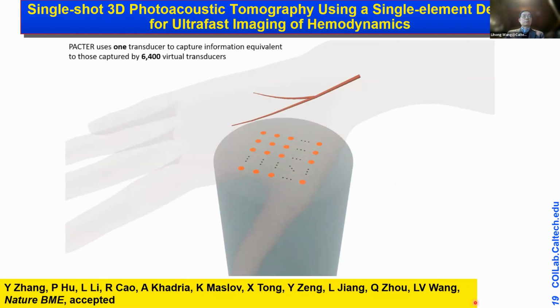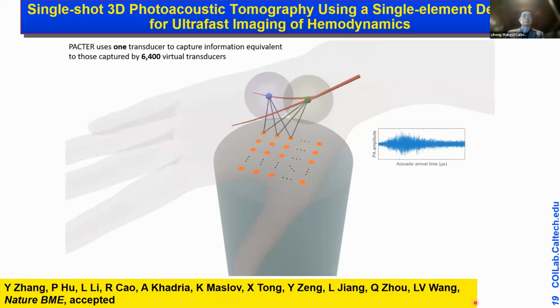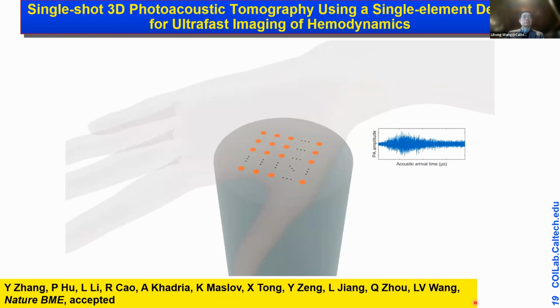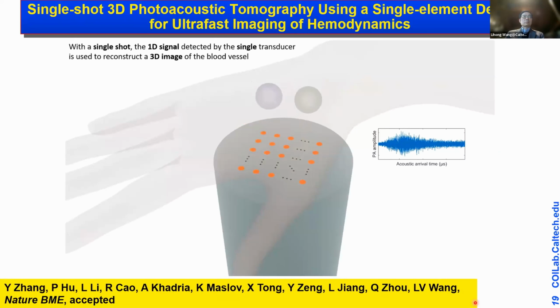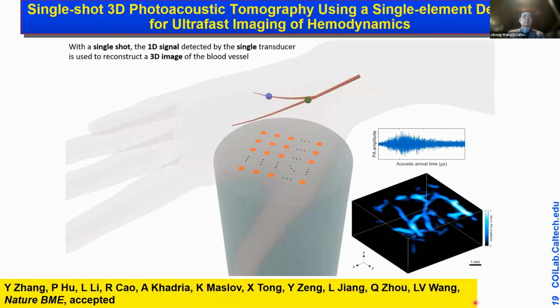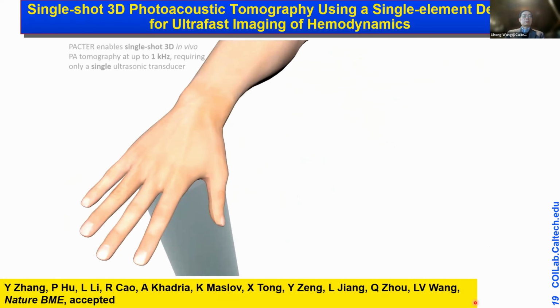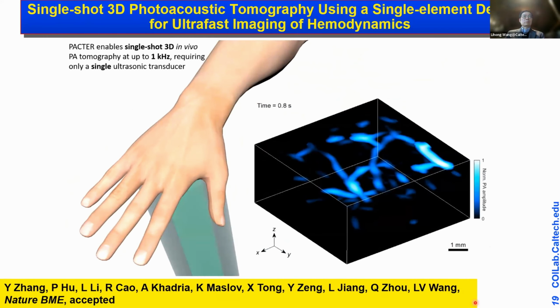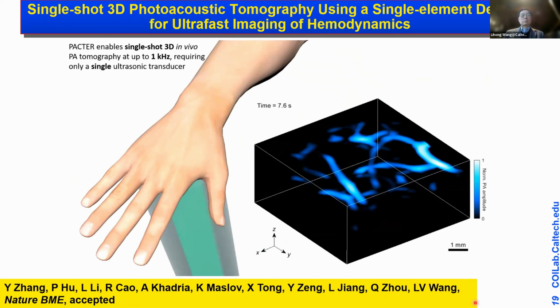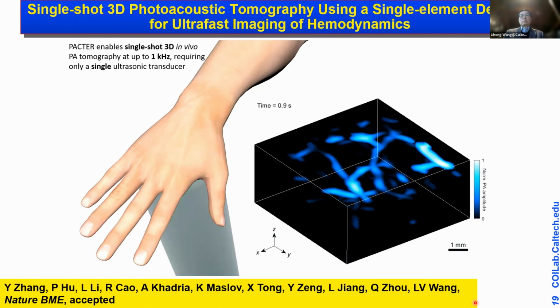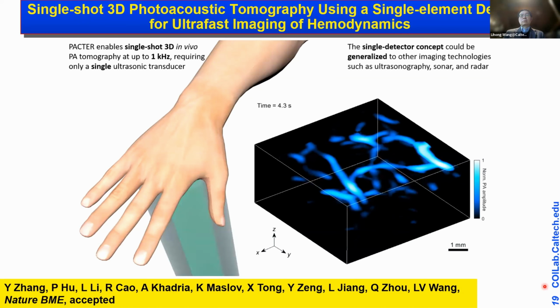PACTER uses one ultrasonic transducer to capture information, such as the photoacoustic signal from a blood vessel, but functions equivalently as 6,400 virtual transducers. With a single laser shot, the one-dimensional, time-resolved signal detected by the single-element transducer is acquired and decomposed to reconstruct a three-dimensional image of the blood vessel. In this work, we show that PACTER enables single-shot, 3D, in vivo photoacoustic tomography, with an imaging speed of up to 1,000 volumes per second. These are all accomplished by a single-element ultrasonic transducer. The single detector concept in PACTER could be generalized to other imaging technologies such as ultrasonography, sonar, and radar.